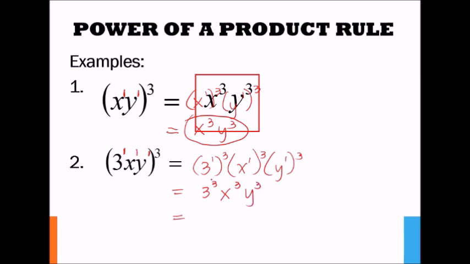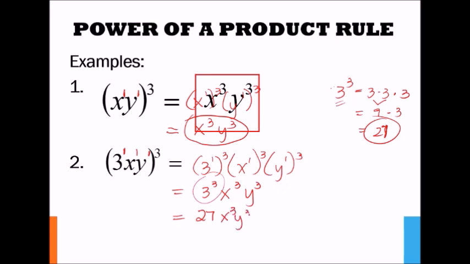Then, let's simplify the 3 to the third power. This is not 3 times 3, as if you just multiplied the two. It's not like that. 3 to the third is 3 times 3 times 3, because 3 is used three times as the base, as a factor. So, 3 times 3 is 9, 9 times 3 is 27. So, we will have 27 x cubed, y cubed.